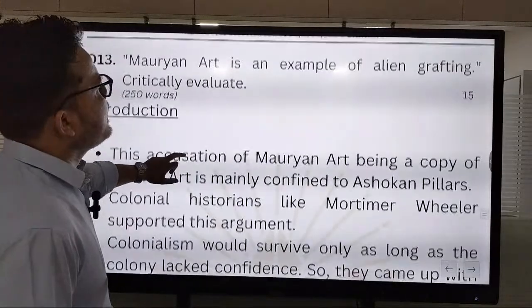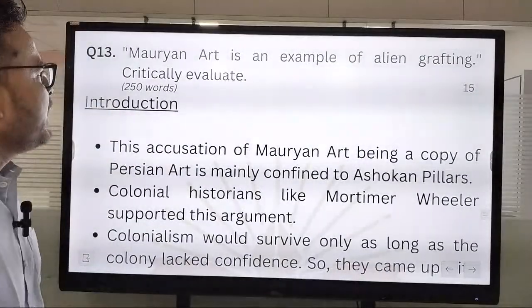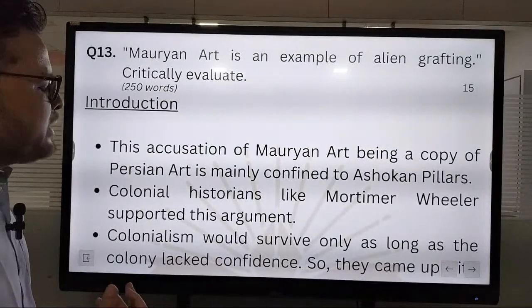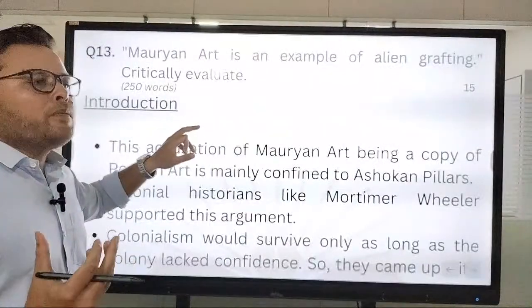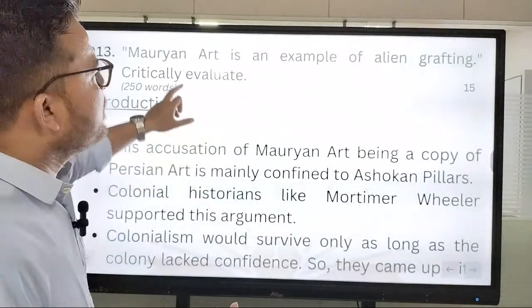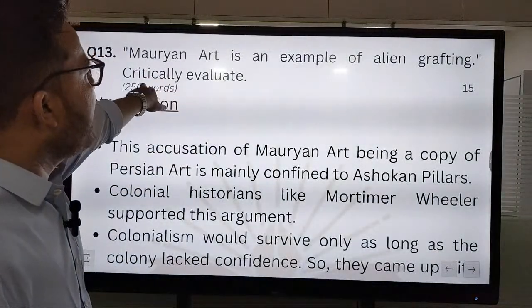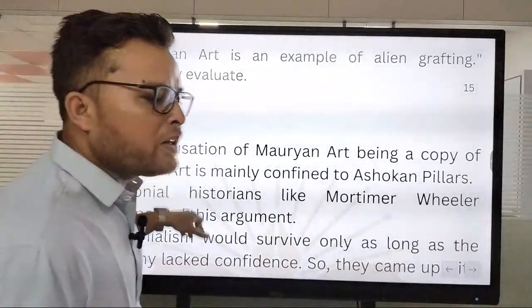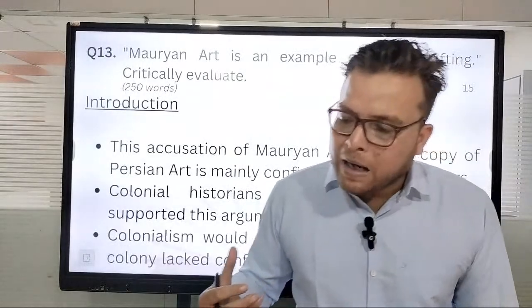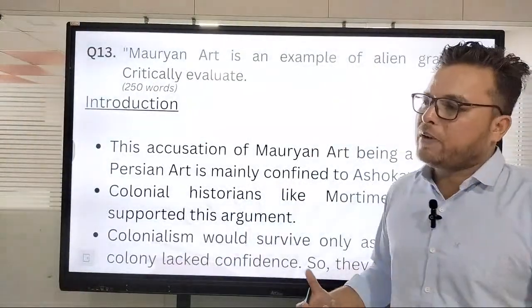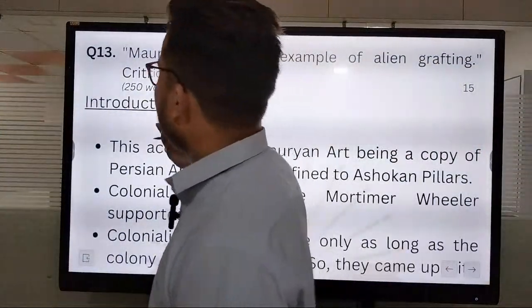Mauryan art is an example of alien grafting. Critically evaluate. Basically, it's an evaluation. It's an allegation which has been made against the Mauryan art. And critically evaluate means what? You have to give arguments in favor, and then you have to give arguments against the statement.